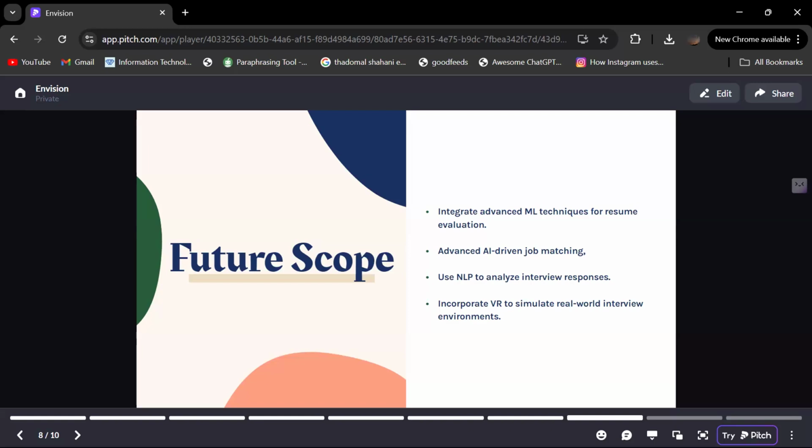In future scope, we plan to integrate advanced ML techniques, using sophisticated machine learning models to review and assess resumes. The model can identify key skills, experience, and qualifications from the resume and combine this with the job search feature for efficient filtering of jobs. Then we can use natural language processing, which is a technology that helps computers understand and analyze human language. By applying NLP to interview responses, the system can evaluate candidates' answers, identify important points, and even detect tone and sentiments, giving a better evaluation.